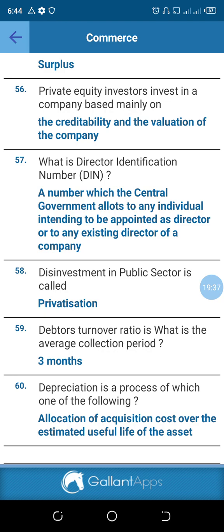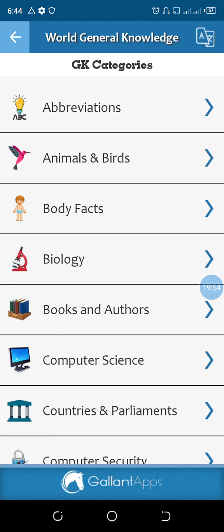Disinvestment in the public sector is called privatization. Debtors turnover ratio helps find the average collection period, 3 months. Depreciation is a process of which one of the following? Allocation of acquisition cost over the estimated useful life of the asset.